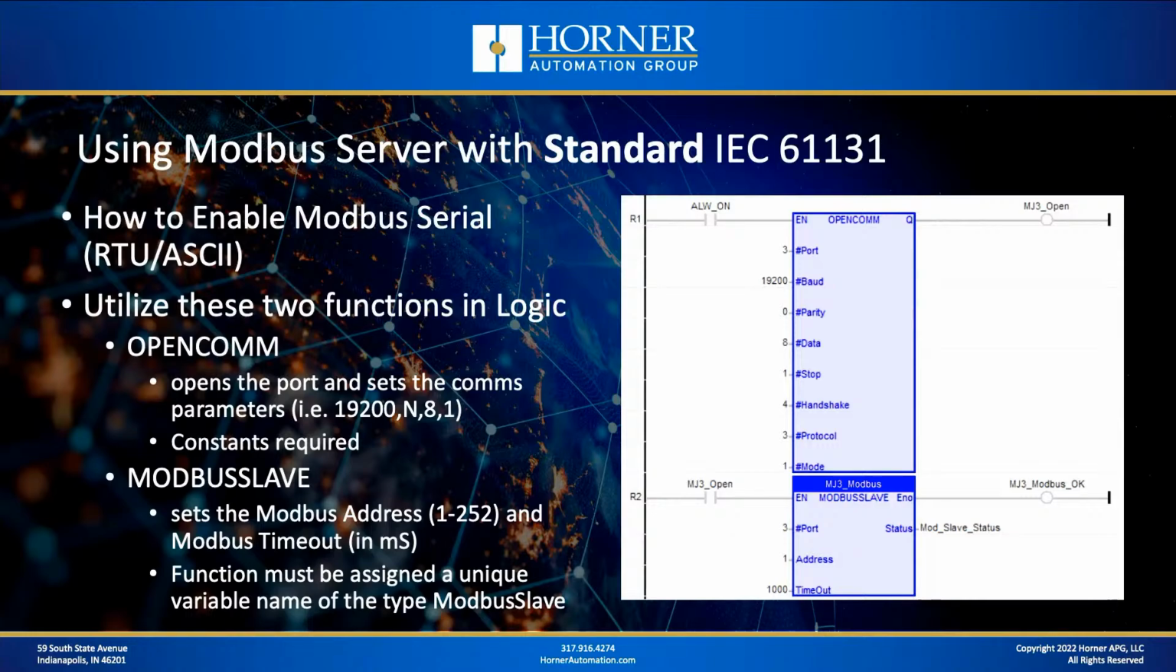Now what this block does is it allows me to set the Modbus address between 1 and 252 and the Modbus timeout in milliseconds. For this function block, you can definitely use variables for this. So if you want your machine to have a variable Modbus address and a variable timeout in terms of how long it's willing to wait for the Modbus master to talk to it before it flags an error, then you can assign variables here. And it also allows you to assign a variable for a status variable, which of course is always important to make sure everything is working properly. So that's the setup required for Modbus Serial.